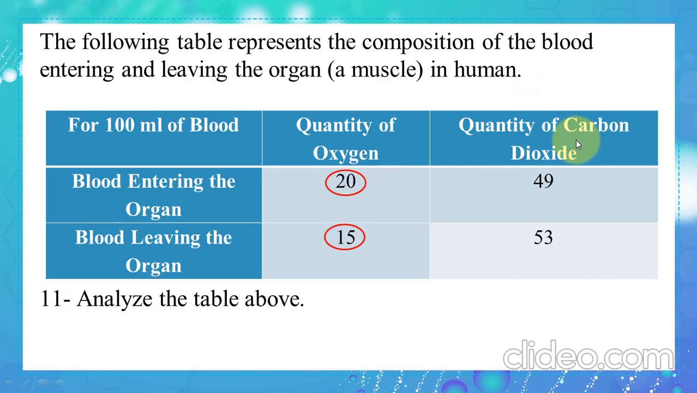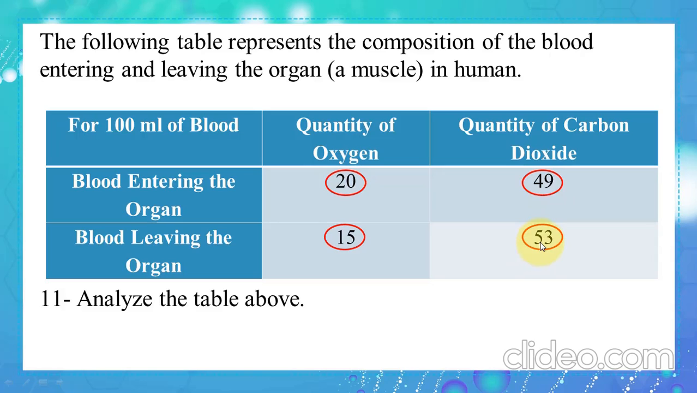Let's go to the carbon dioxide gas. What was the quantity of the carbon dioxide gas in the blood entering the organ? It was 49. How much does it become in the blood leaving the organ? It becomes 53. So how does it vary? Does it increase, decrease, or remain constant? It increases. It increases from 49 to 53.